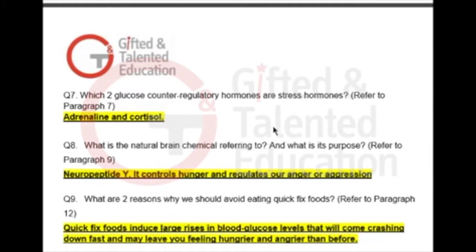And that pretty much explains question 9. Quick fix foods induce large rises in blood glucose levels, which fall really fast. And in that case, when that happens, you might feel hungrier and angrier than before.